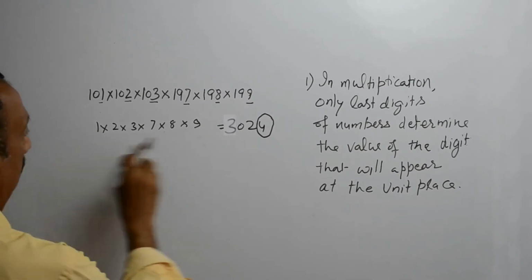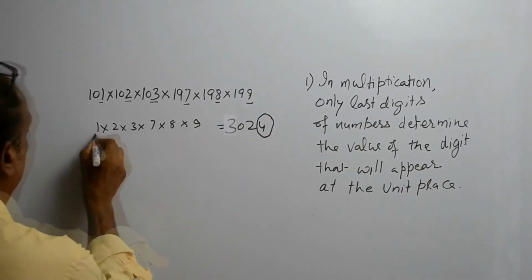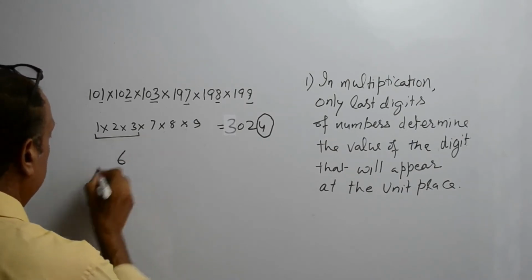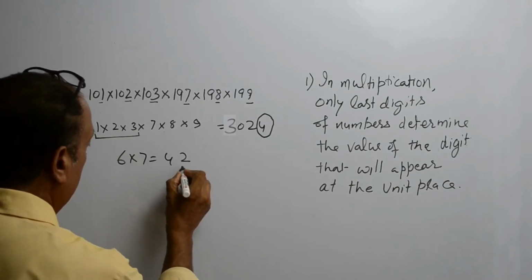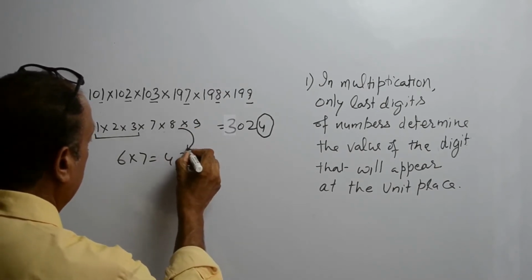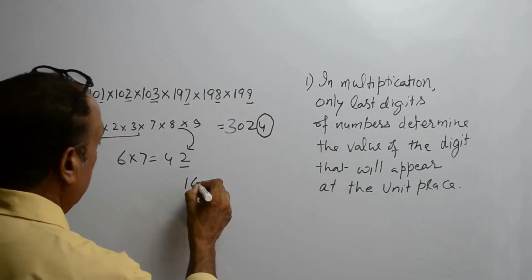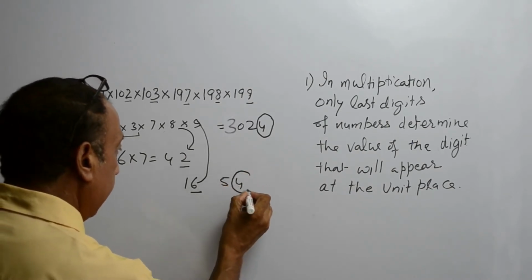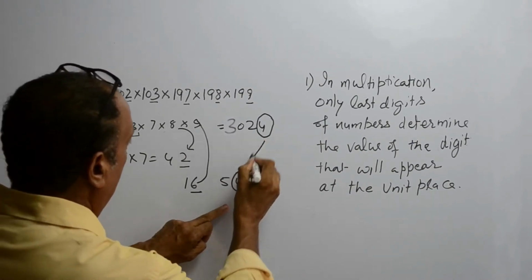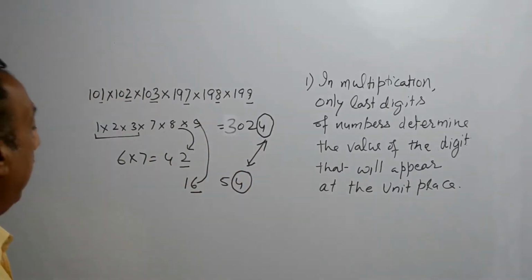We can also find out the last digit in a faster way. 1, 2, 3 when multiplied, it gets 6. 6 multiplied by 7, 42. Last digit is 2. 2 is multiplied by 8, 16. Last digit is 6. 6 is multiplied by 9, 54. So in the end we are getting 4. So last digit of this expression is 4.